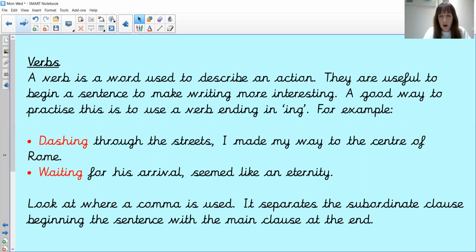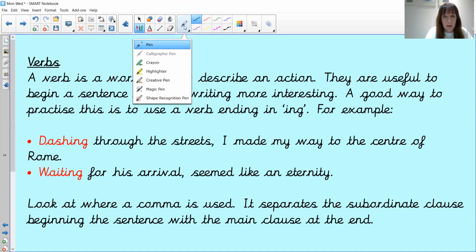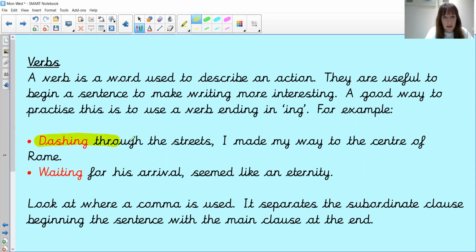Have you spotted where the commas go? They don't go after the verb, do they? It separates the subordinate clause beginning the sentence from the main clause at the end. So if you remember, a subordinate clause is that bit of information that doesn't make sense on its own. It's linked to the main clause, which does make sense on its own, but dashing through the streets wouldn't be a sentence. Okay, it's that extra bit of information, and the comma goes at the end of it.